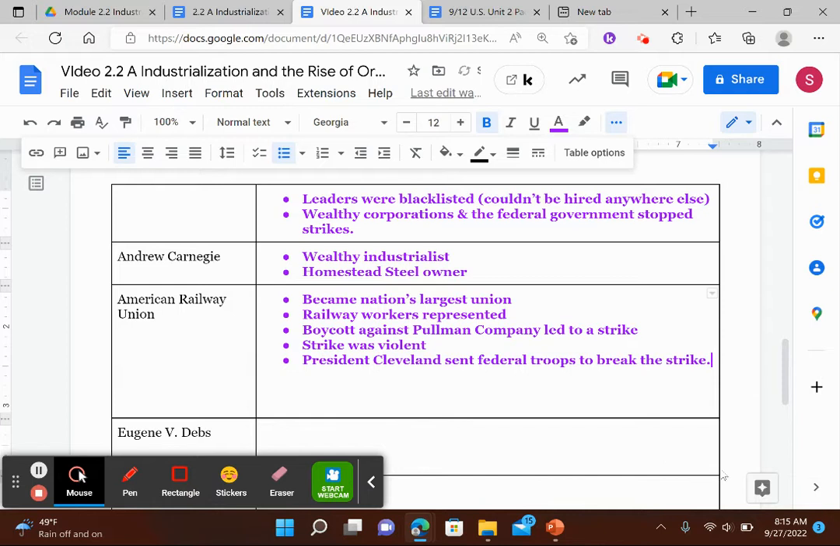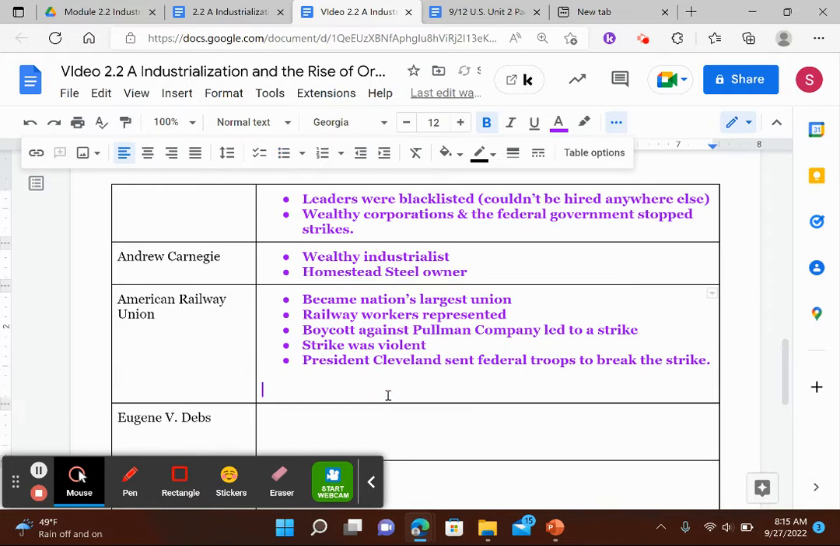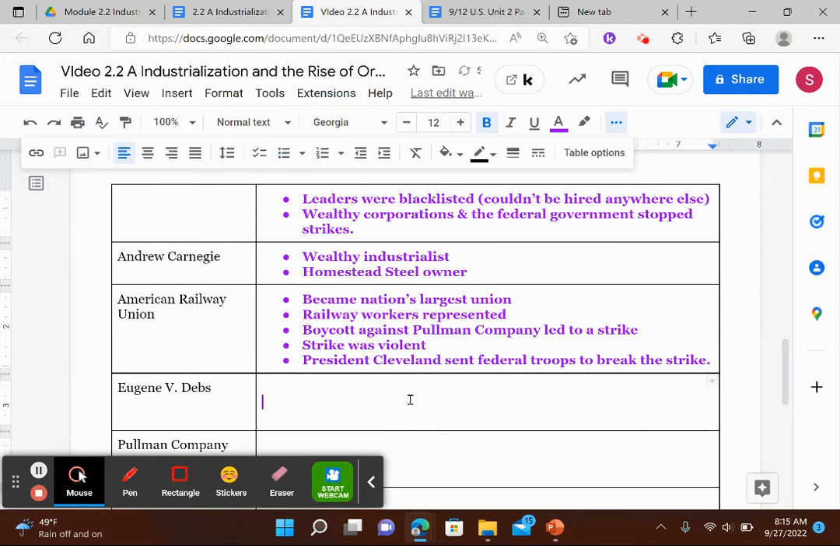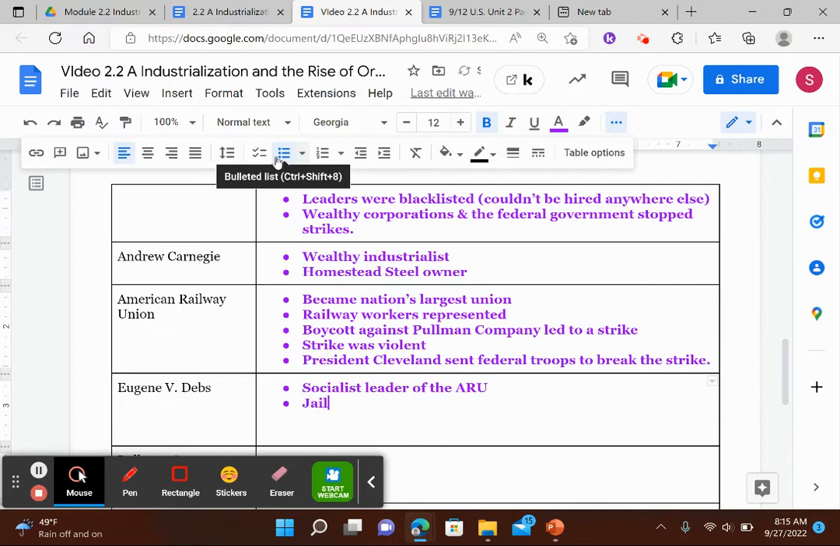So you can see here that in two instances now, the federal government got involved on the side of big business. So Eugene V. Debs, we'll hear about him quite a few times in this class. So he was a socialist leader of the American Railway Union, jailed after the Pullman strike.